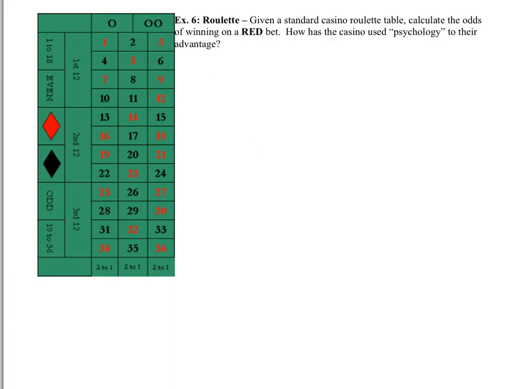Now on your own, try example 6, the roulette table. Given a standard casino roulette table, which is shown to your left here, calculate the odds of winning on a red bet. And how has this casino used psychology to their advantage?